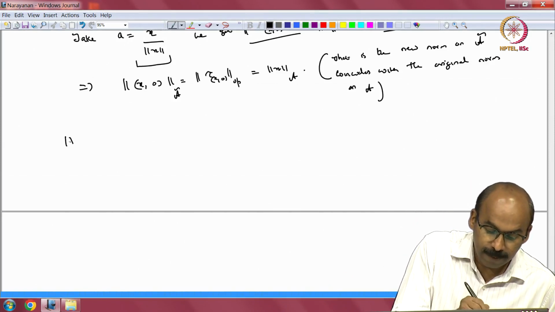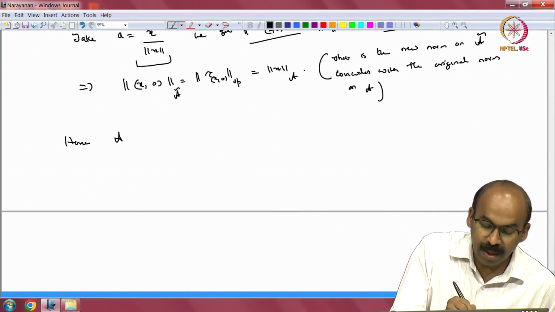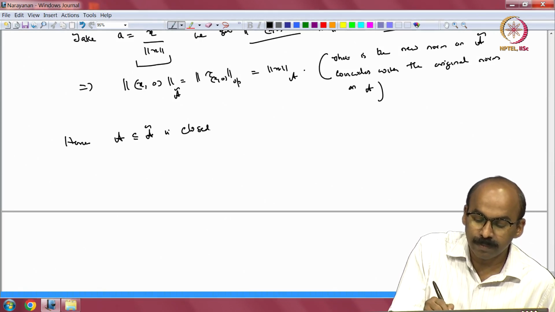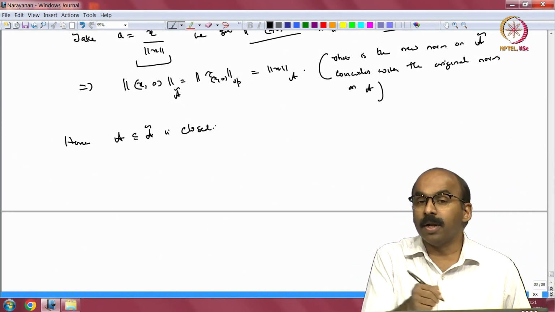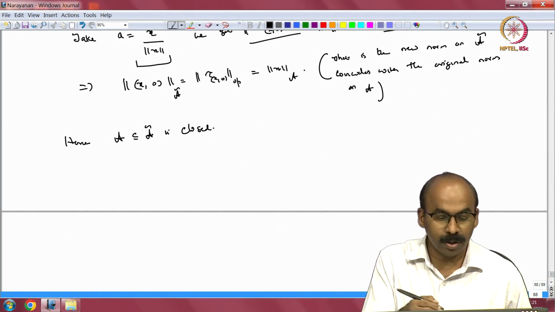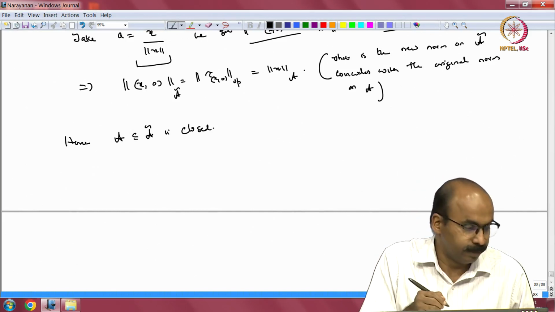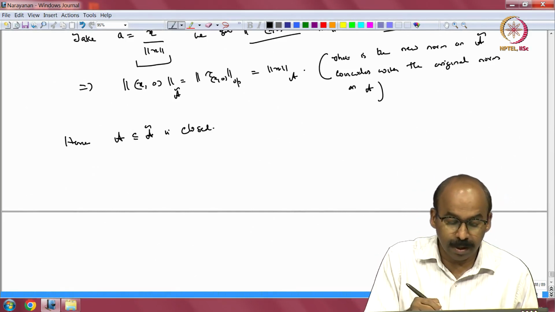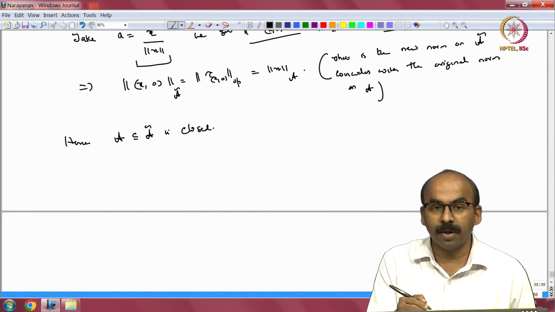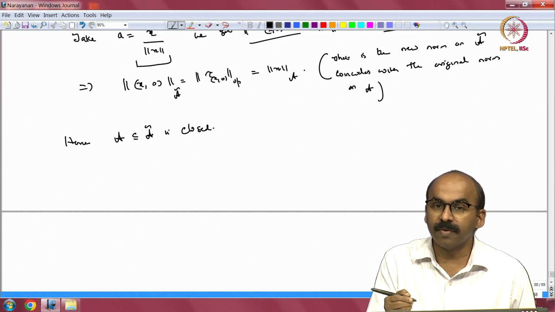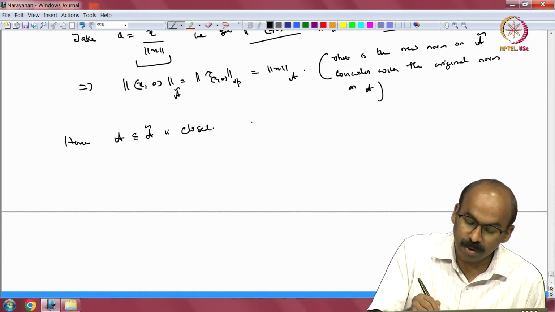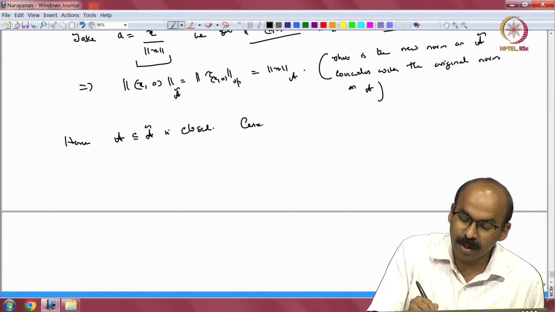So, hence A contained in A tilde is closed, because the norm coincides and I know that A is complete with respect to the original norm. So, it is going to be closed inside A tilde. If I take any x_n in A converging to x, of course, it is Cauchy in A because the norms are the same, and so it has to converge to x and x will be in A. So, consequently, it is closed.